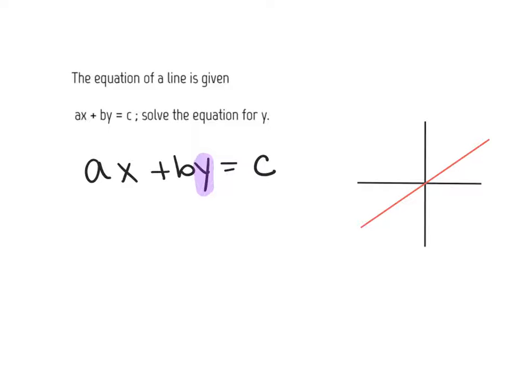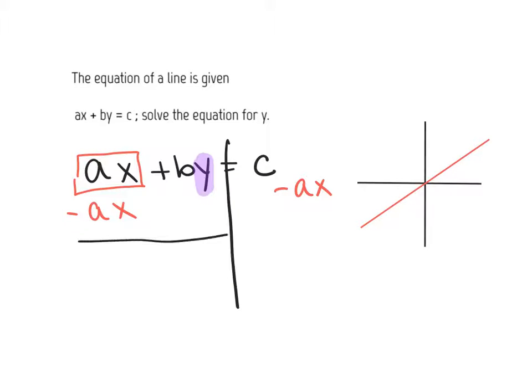So here I can see that I'm adding this ax term to that term there. So the first thing I'm going to do is undo the addition of ax by the subtraction of ax on both sides. And when I do that, these cancel. by is equal to c minus ax.